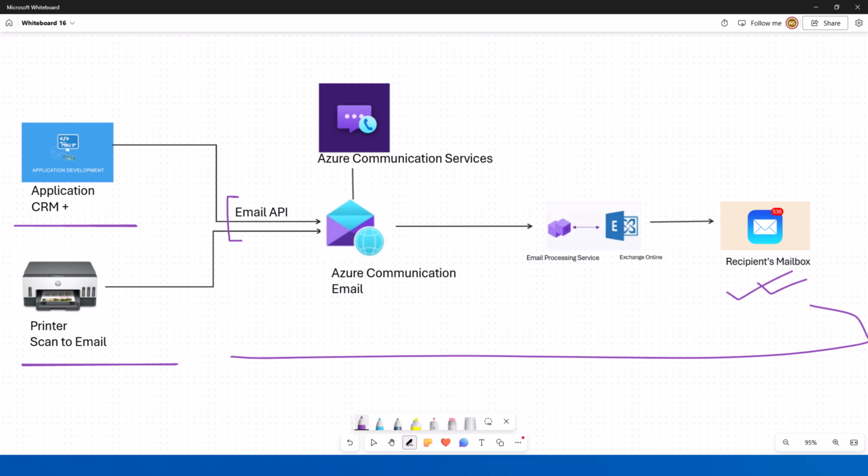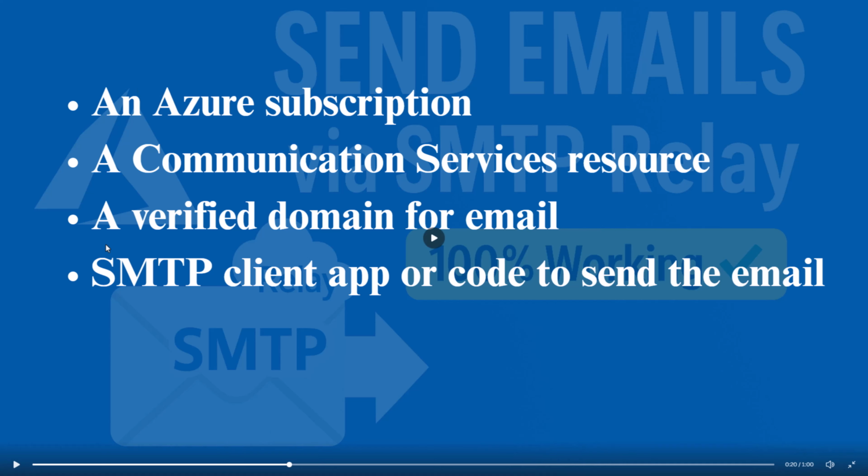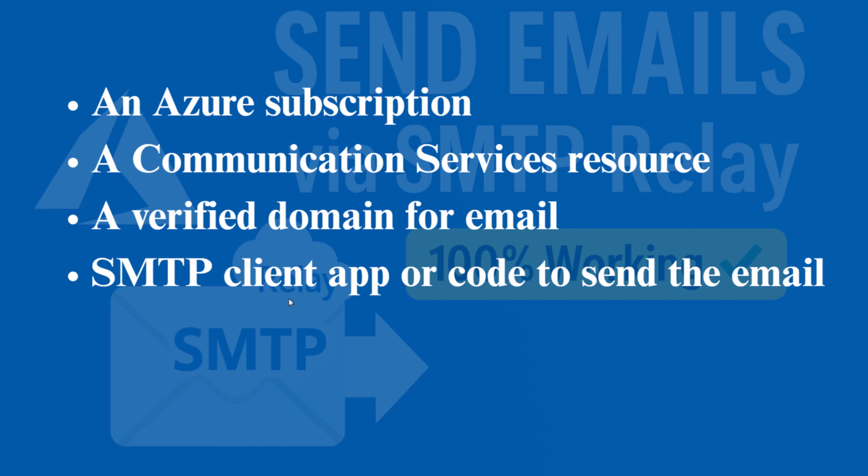So let us look into the prerequisites of SMTP relay, or Azure Communication Services, that we want to use to send emails. We have a few prerequisites. First of all, we need an Azure subscription, a communication service resource, a verified domain for email, and an SMTP client or app or code to send the email. So these are the prerequisites.